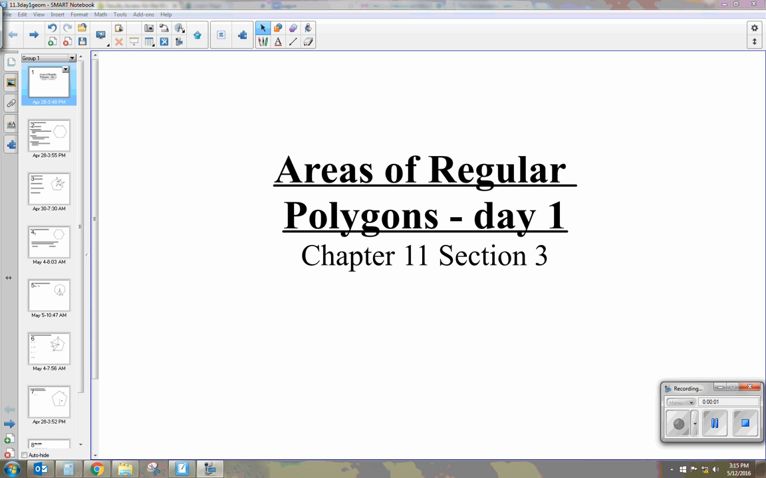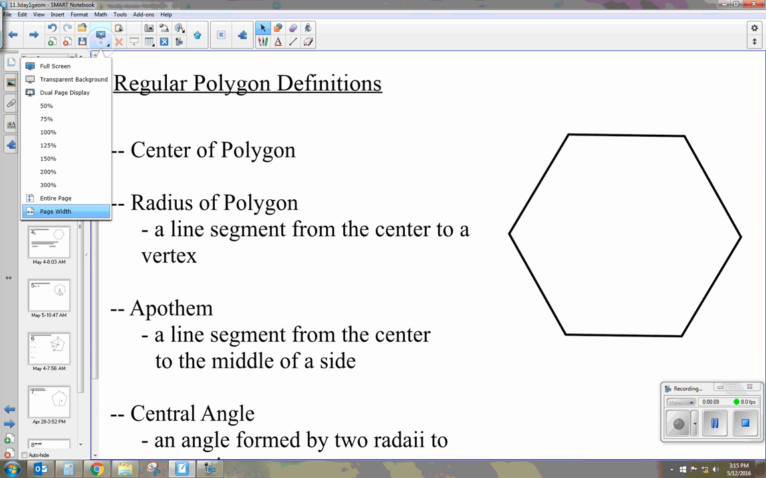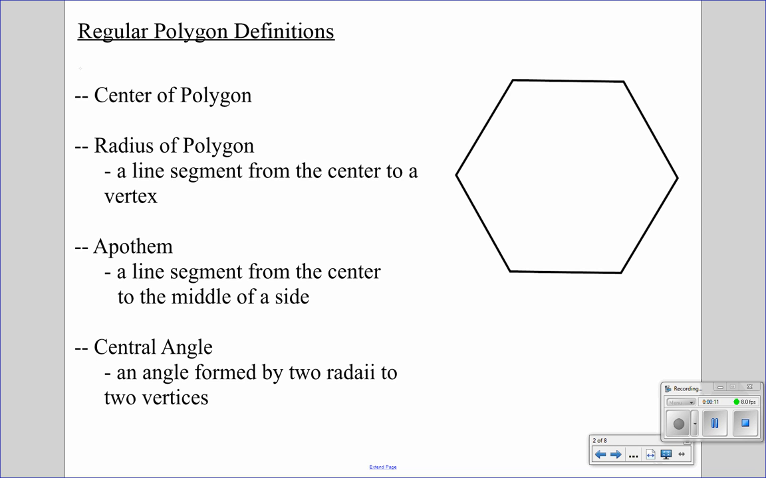Today I'm going to be talking about areas of regular polygons. This is day 1 of chapter 11, section 3. So what we're going to do is look at some of the regular polygon definitions.